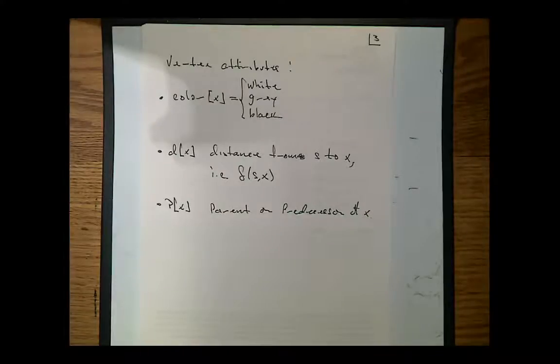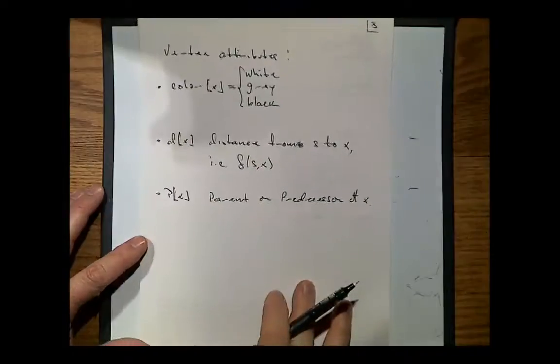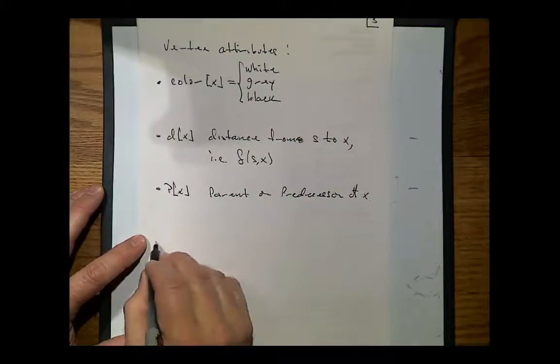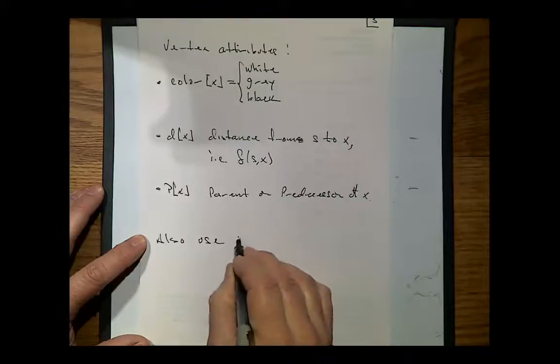Okay, those are the attributes that are associated with every vertex. We also use a FIFO queue.